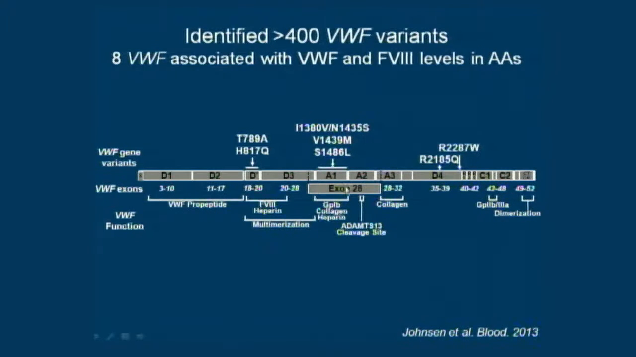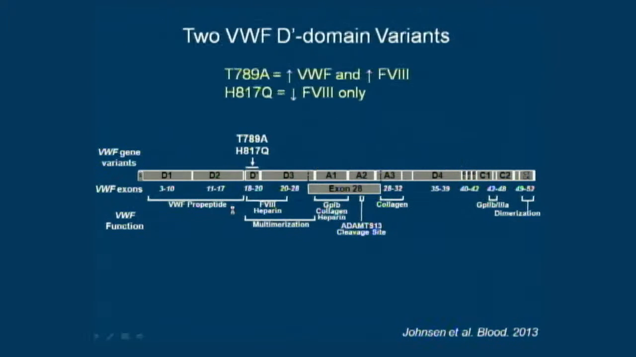And so this is where they're positioned on the monomer structure I showed you earlier. And I want to point out that exon 28, which is usually what's sequenced for von Willebrand factor, is here. So not here and not down here. So let's go through them a little bit slower.